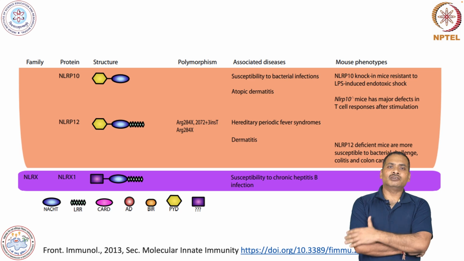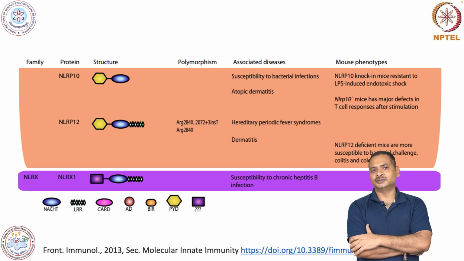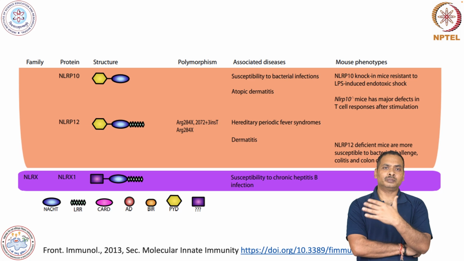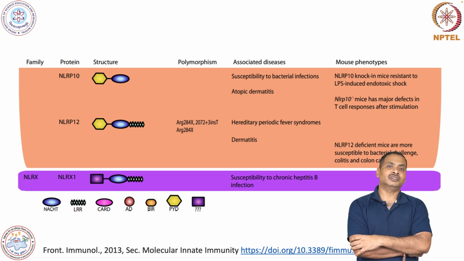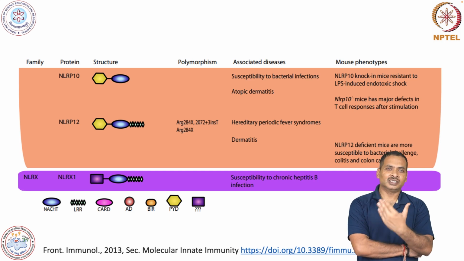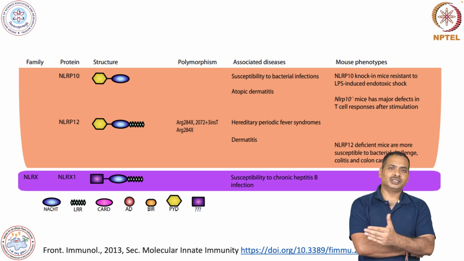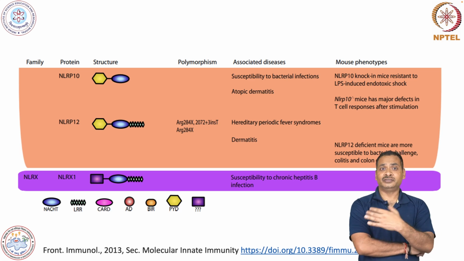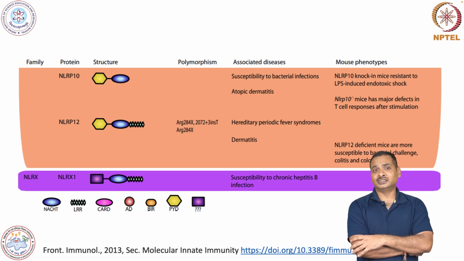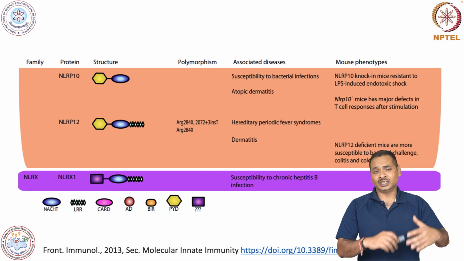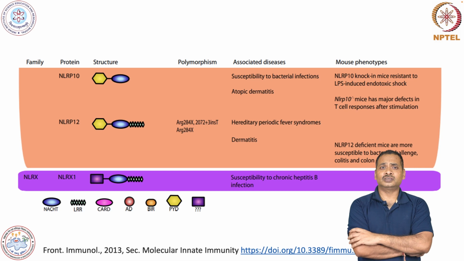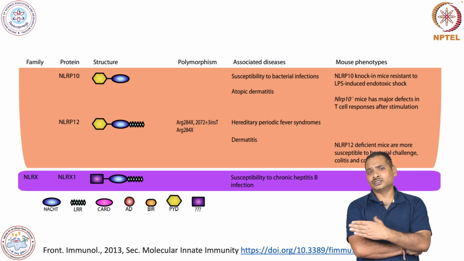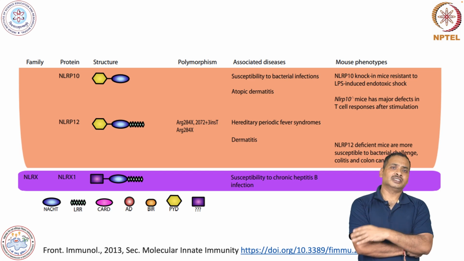So, with this I will stop the NLR family protein or pattern recognition receptor, and in the next session I will discuss the various DNA sensors, and we will look at various ligands which activate these DNA sensors. We will also look at the signaling pathway and the responses induced upon stimulation of cells with DNA, and we will also look at the diseases associated with these DNA sensors.